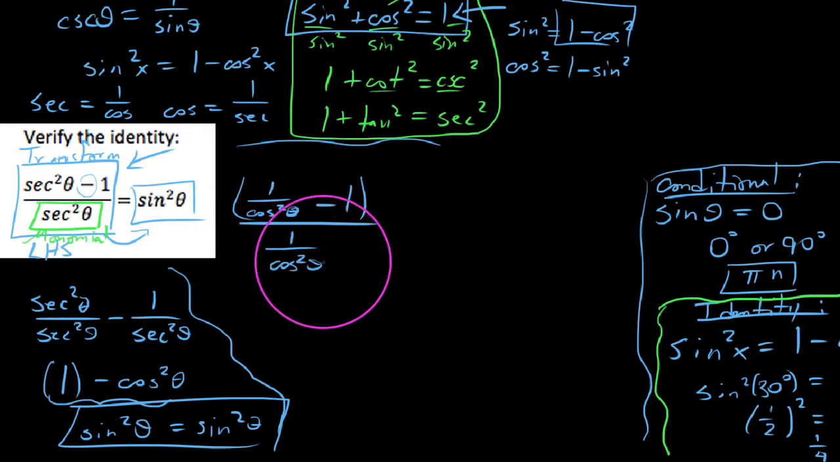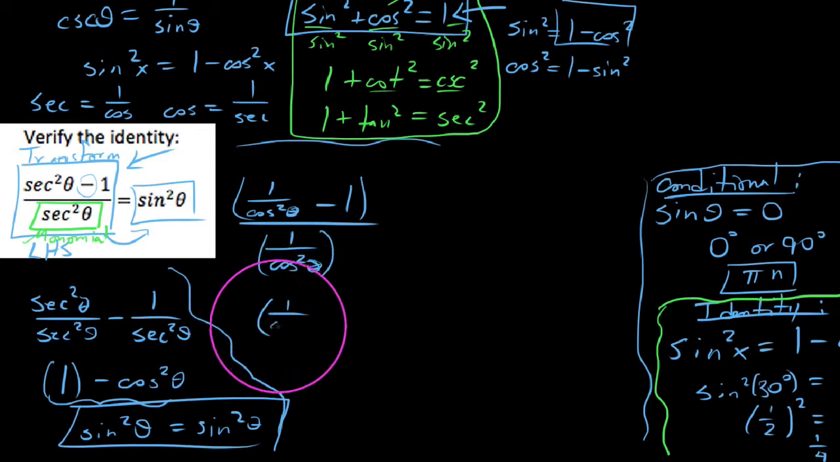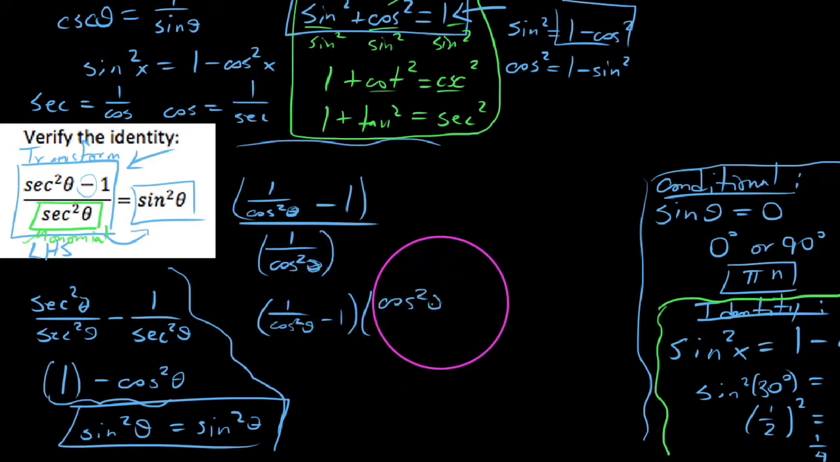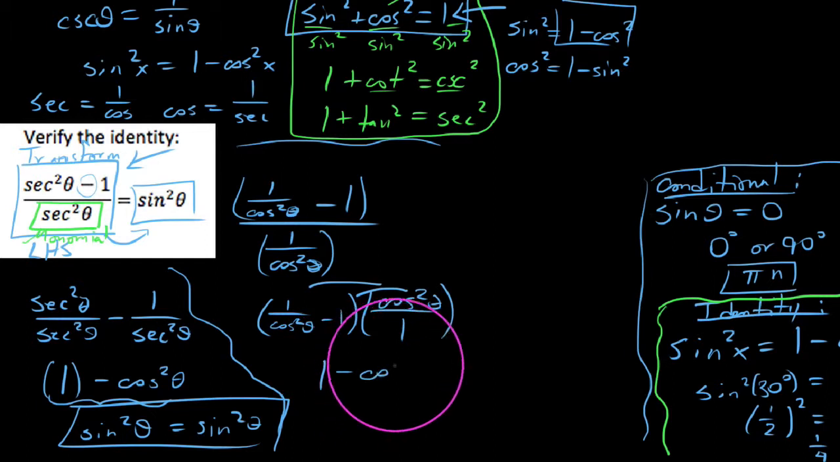The reciprocal of cosine is secant, okay? So now when you divide by a fraction, we could say the same thing you're doing is multiplying by the reciprocal. So what we could do is instead take the top, 1 over cosine squared minus 1, and take it times cosine squared over 1. Which, when you distribute this, you see that this cosine squared over 1 times 1 over cosine squared becomes 1, and we get minus cosine squared.